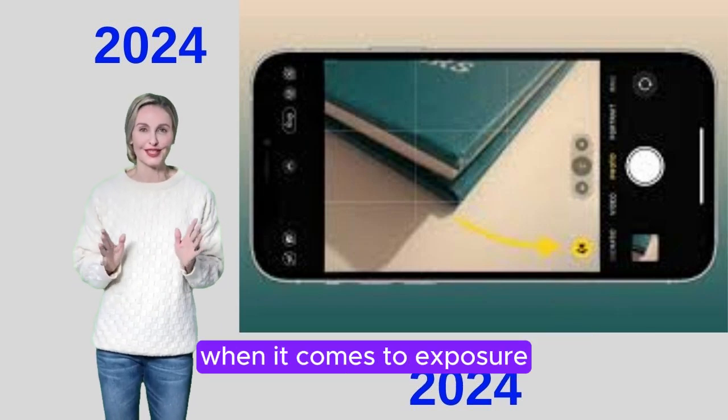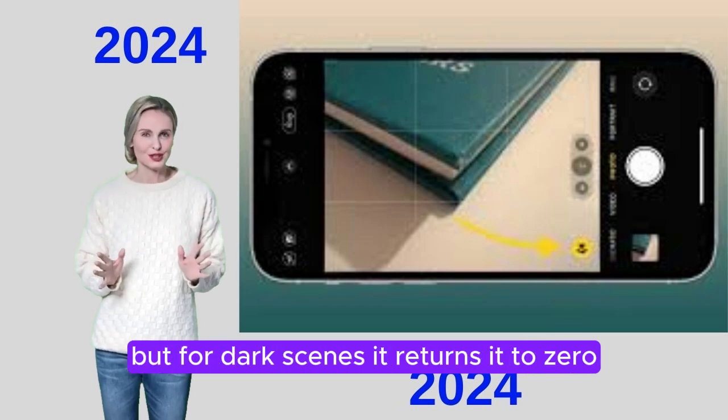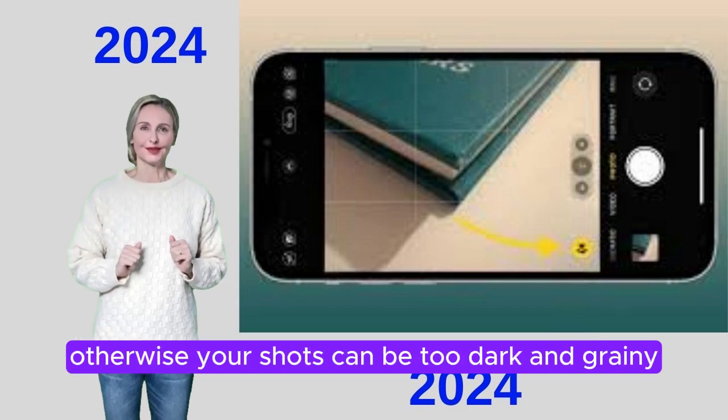When it comes to exposure, it sets it to -0.7 by default, but for dark scenes, return it to 0. Otherwise, your shots can be too dark and grainy.